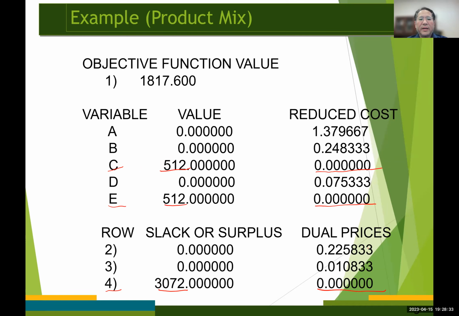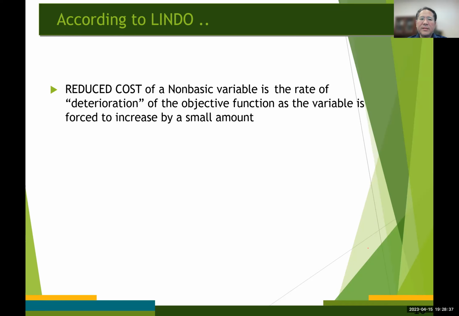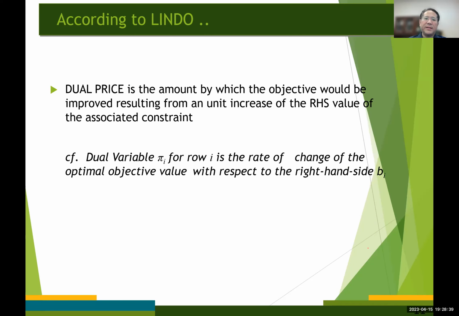Okay, and the next one is about the dual price. So we also talked about this last time. According to the Lindo's report, the dual price is the amount by which the objective will be improved given a unit of increase in the right-hand side of the constraint.